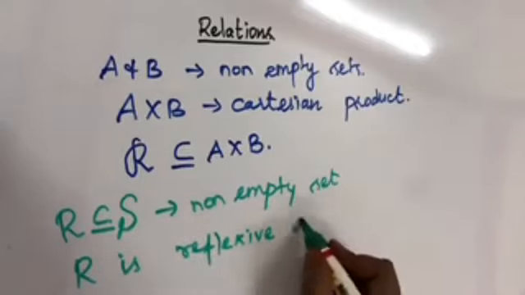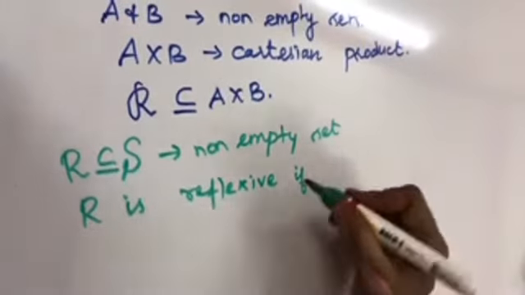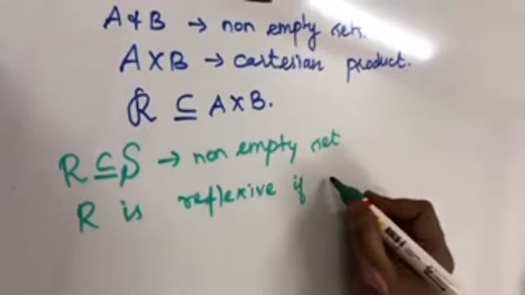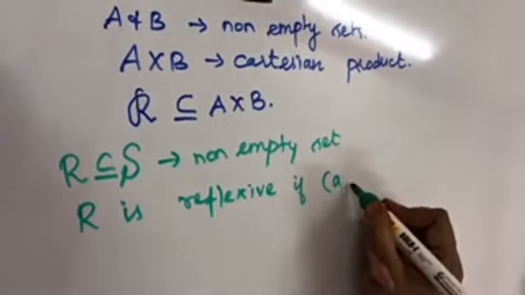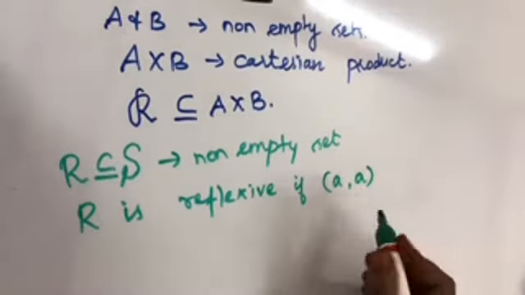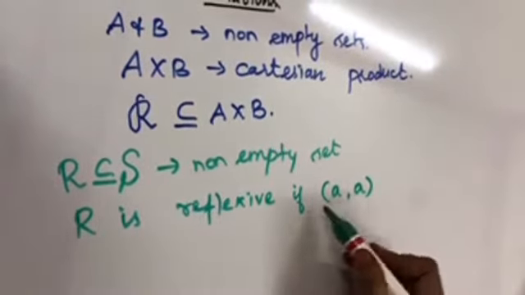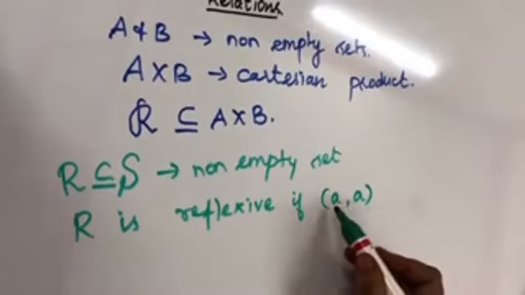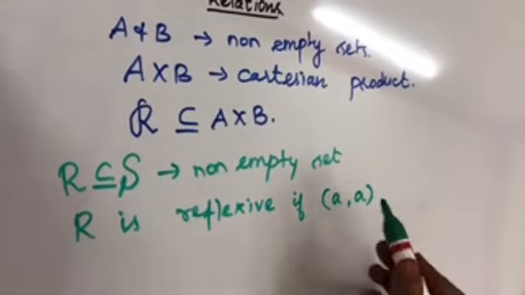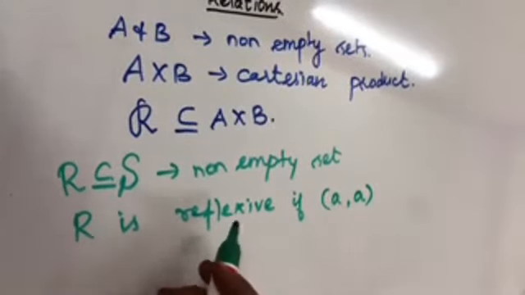Reflexive if the element A is related to A. If in the set of ordered pairs A is related to A, then I say R is reflexive.